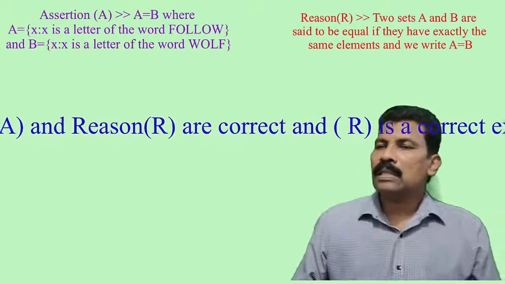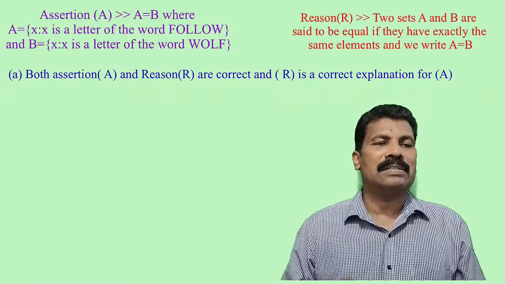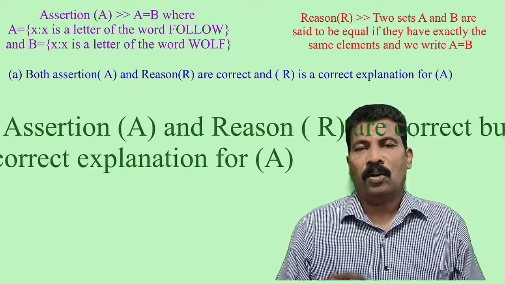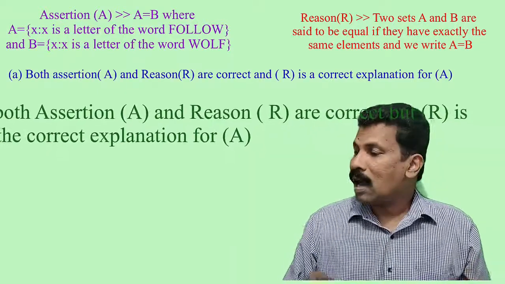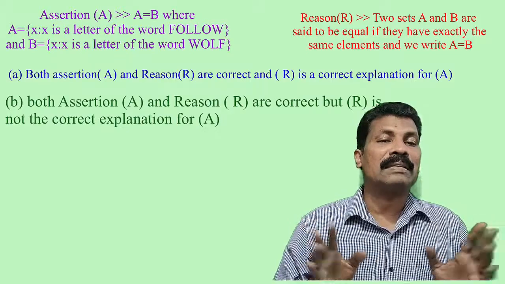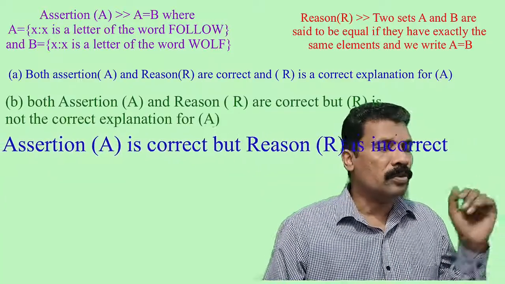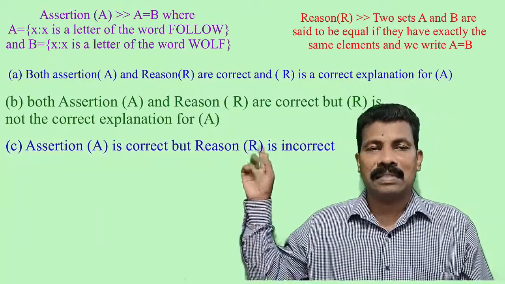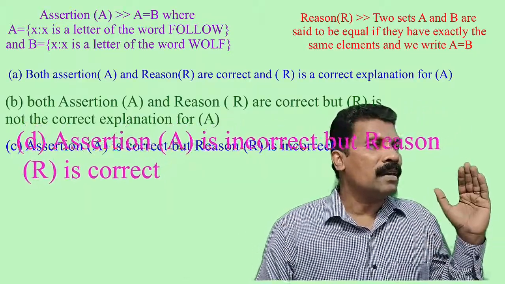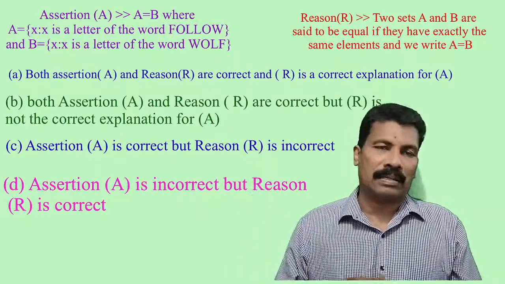Option A, both the assertion and reason are correct, and the reason is a correct explanation for the assertion. Option B, both the assertion and the reason are correct, but reason given is not the correct explanation for the assertion. Third one will be assertion is true, but reason, the second statement, is incorrect or false. Option last, assertion is incorrect, but reason is correct.